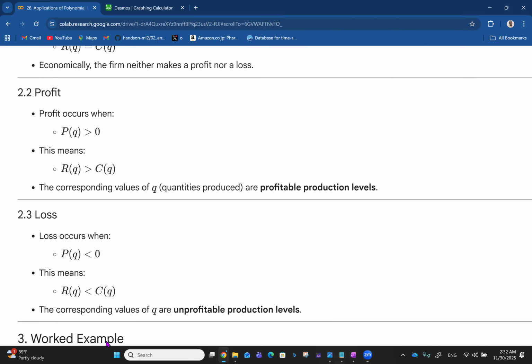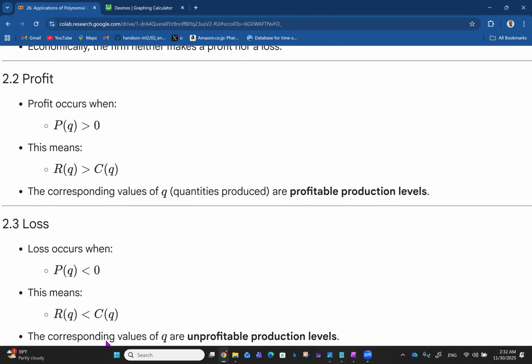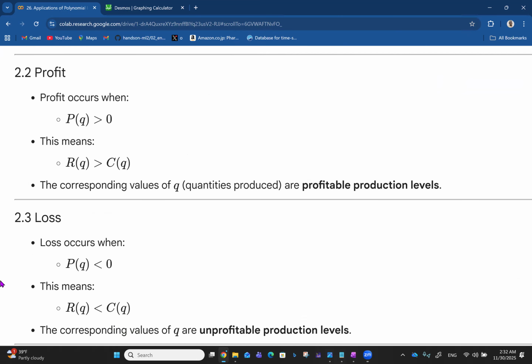Okay. Then we can also have loss. Loss occurs when the profit is less than zero, P of Q is less than zero. This means R of Q is less than C of Q, that means the revenue is less than cost. So you spend more in producing than what you make. So the corresponding values of Q here are unprofitable production levels.